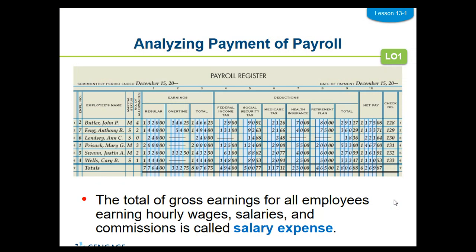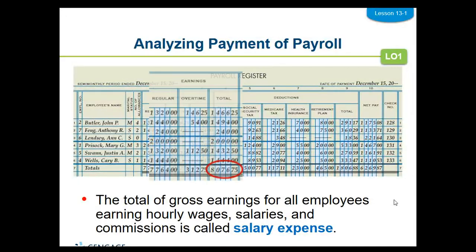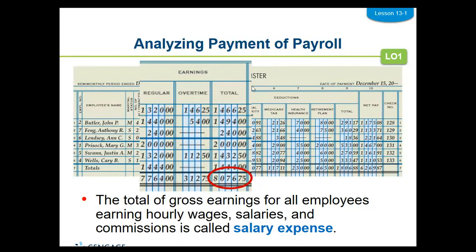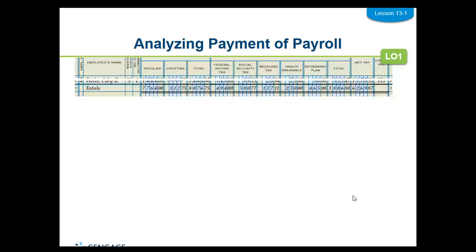So, here's your payroll register, and the total of the gross earnings, or also called total earnings, for all your employees is going to be posted to an account called salary expense. So when we look at our payroll registers and we look at those first three columns, it's going to be this total right here of our total earnings. So all the total of all of the money that all of your employees made for this pay period. That is what your salary expense is going to be.